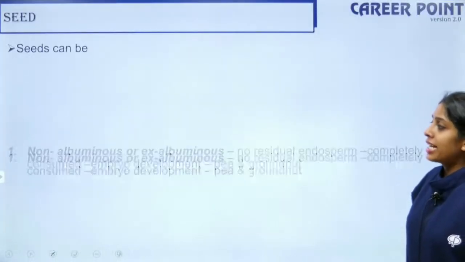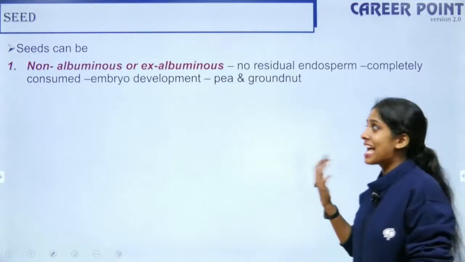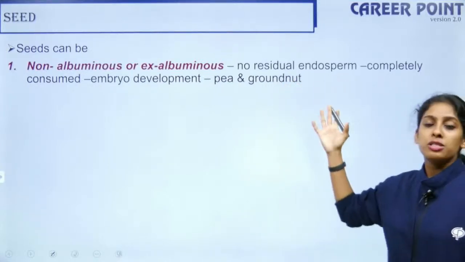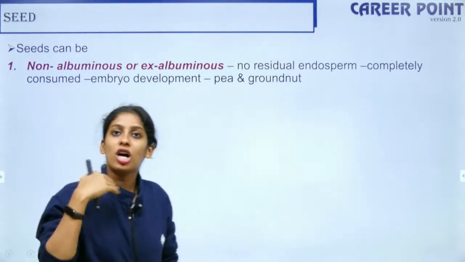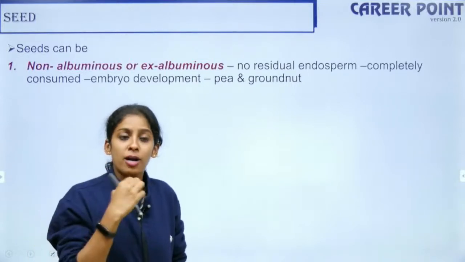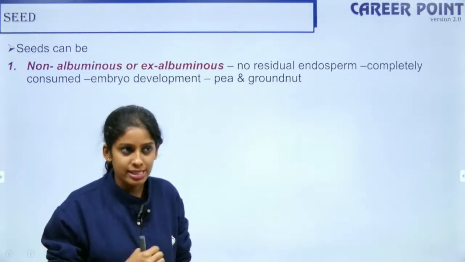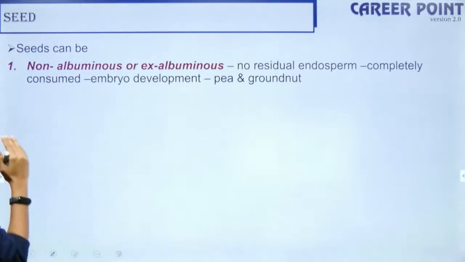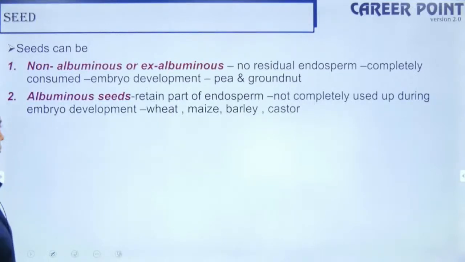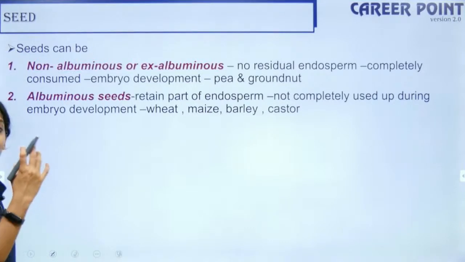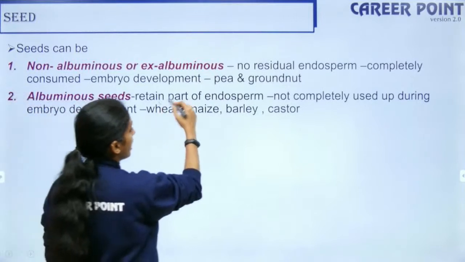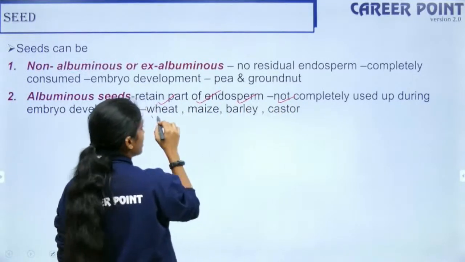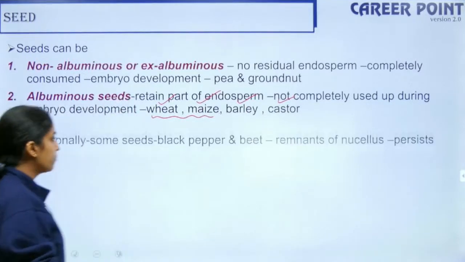Fine. So a seed can be non-albuminous or exalbuminous. So no residual endosperm is left. So when do you say ex? When it is over, right? So that is why you call it ex. So when the endosperm is completely consumed by the developing embryo, those kinds of seeds are known as non-albuminous or exalbuminous. Example, pea and groundnut. So albuminous is when a part of the endosperm is retained at the time of seed maturation. This includes wheat, maize, barley, castor. So this basically includes your cereals, okay?